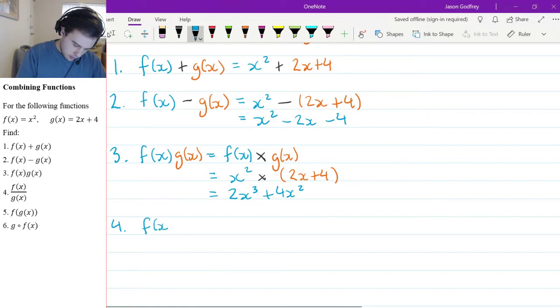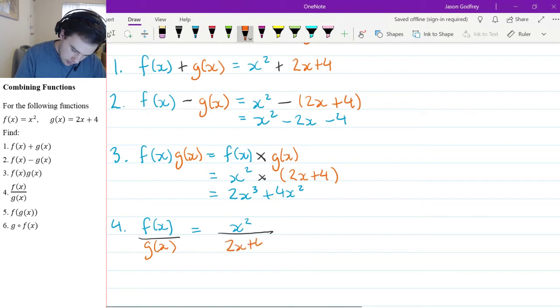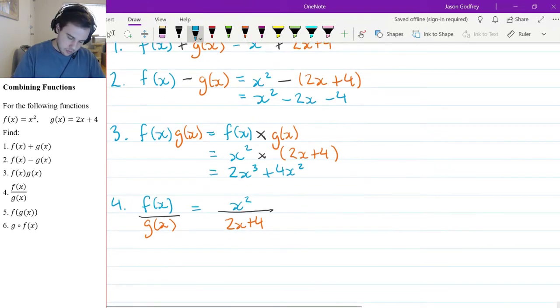F of x on g of x, right, is divide. We've got x squared on 2x plus 4, and it doesn't look like there's anything we can simplify there, so f of x divided by g of x is x squared on 2x plus 4.